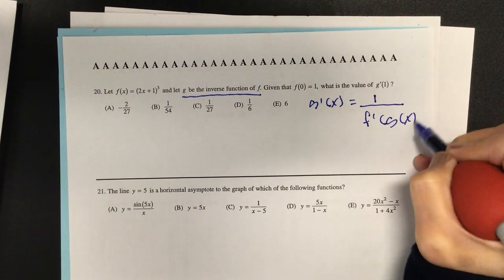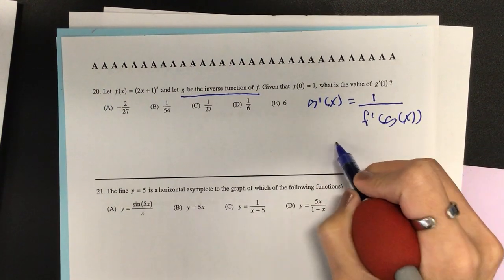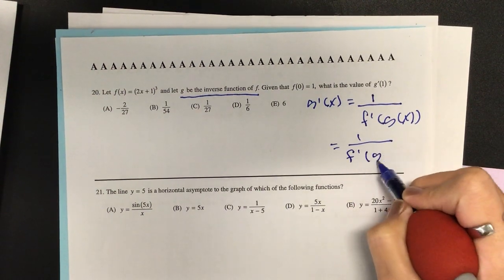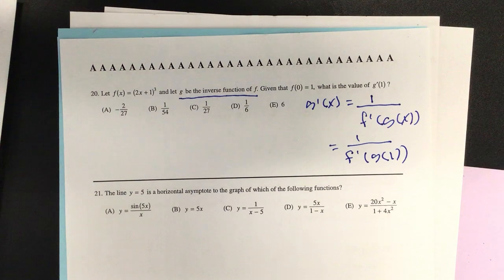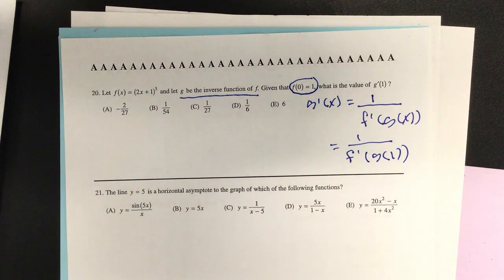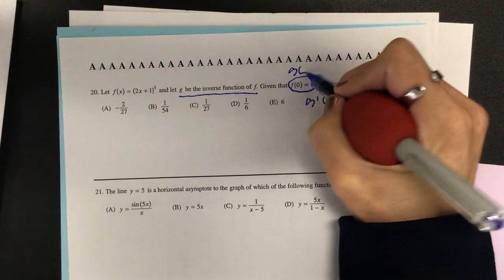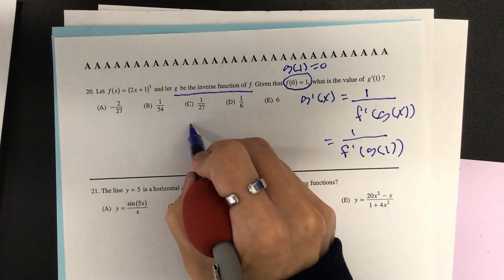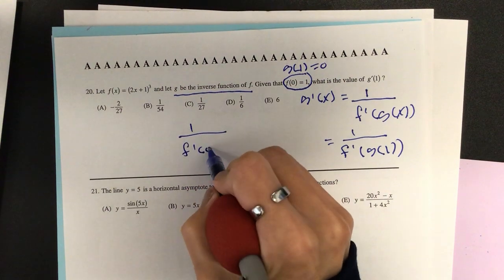Very good. Now let's plug it in. We're plugging in 1. So we have 1 over f prime of g of 1. Now, is a g of 1 given to us by the given? If I know they're inverses of each other, can I switch the x and the y? So simply, I can say this is g of 1 is equal to 0. Is everyone good with that? So when I plug it in, I get 1 all over f prime of 0.